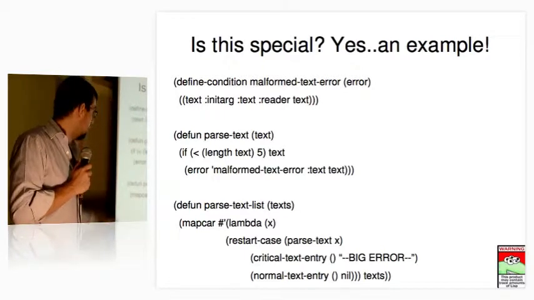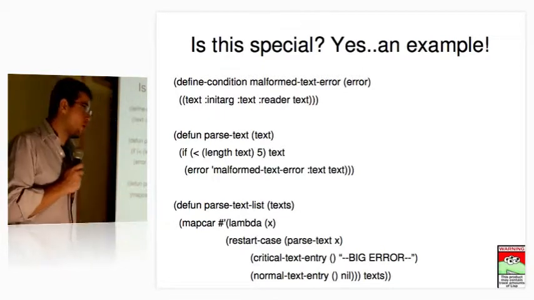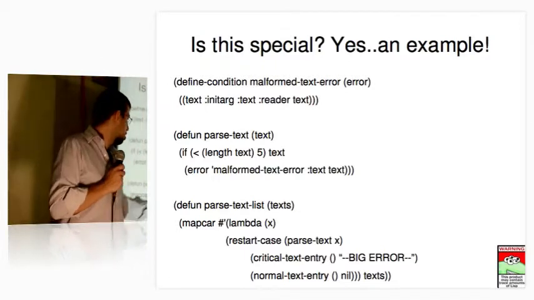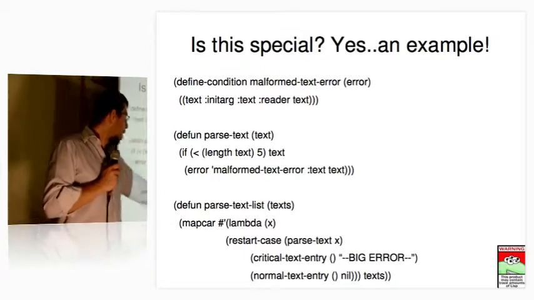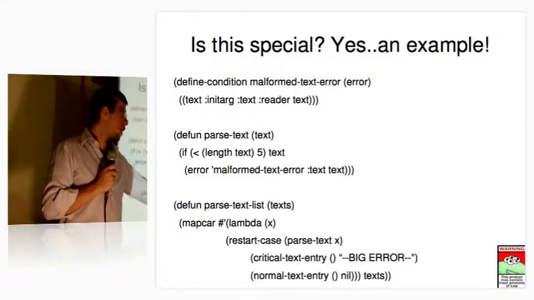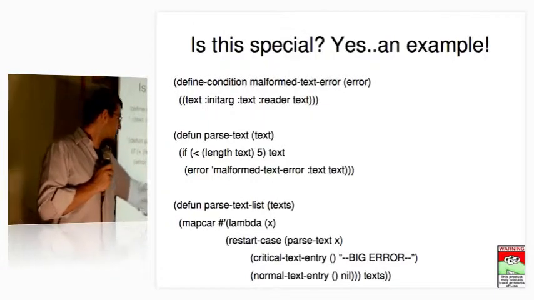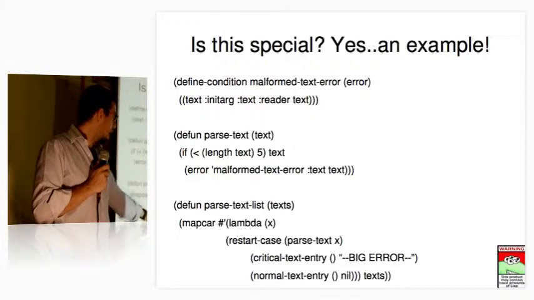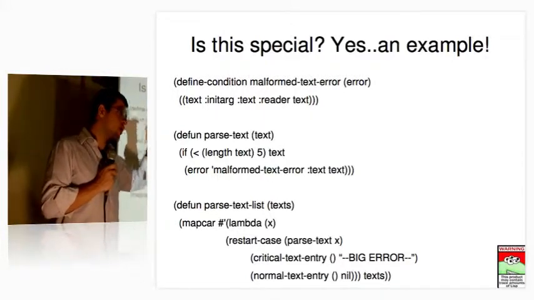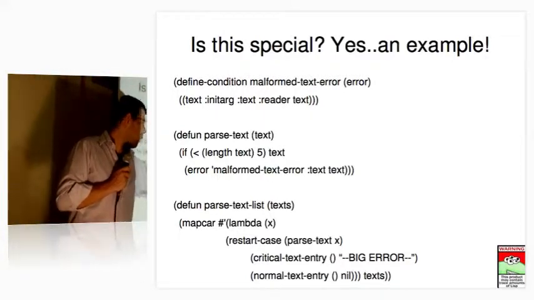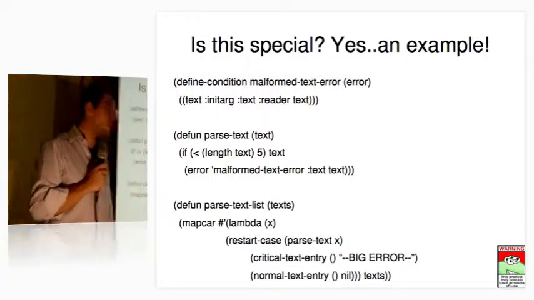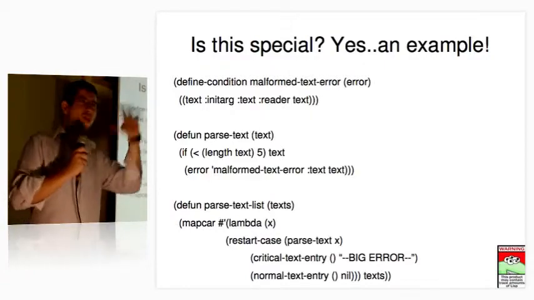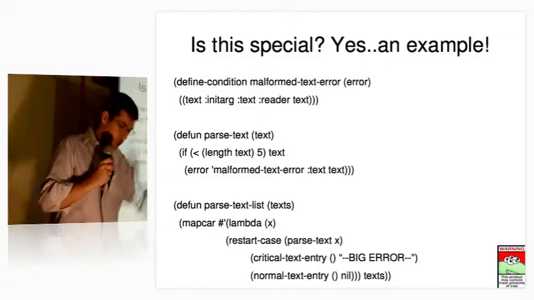Nothing more, nothing less. Now we have this function called parse text list, which, given a list of text, is going to parse every text element. If there's an error, we're going to define 2 restarts. If it's a critical text entry, we're going to print big error. And if it's a normal text entry, we're going to print nil. So far, it's looking very weird. How do we use this?